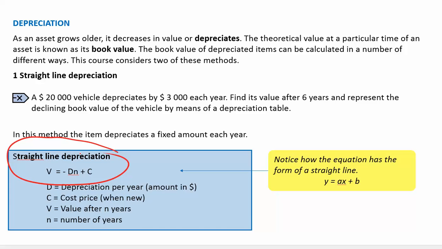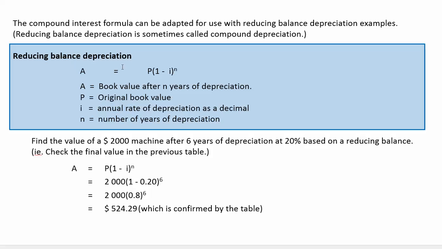There are two ways in which we can do this. Either a straight line depreciation, where a set amount of the purchase price, times the number of years, is taken away from the cost price, which will give us the value of the goods at that point. The second form is the reducing balance depreciation allowance. A will be the book value after n years, P the original book value, the purchase value, i the annual rate of depreciation as a decimal, and n the number of years of depreciation. It's a little bit like inflation in reverse.